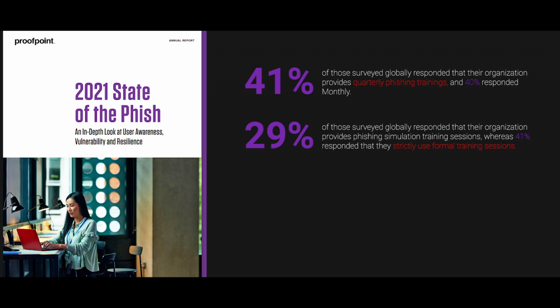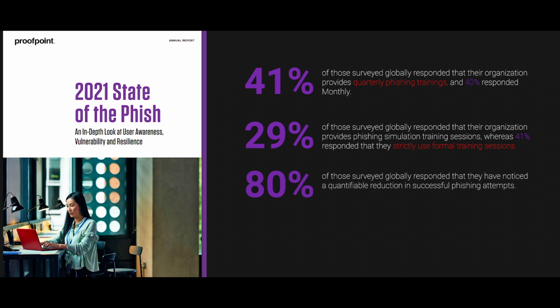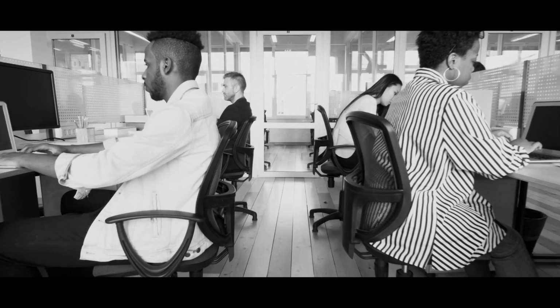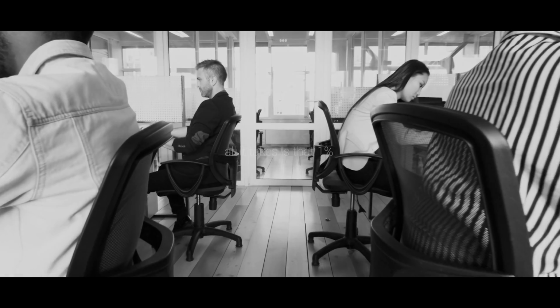Though most respondents seem to agree that there has been a quantifiable reduction in phishing attacks, this is not a great metric to decide if it has been effective enough. The problem with phishing is that it only takes a single employee clicking on a malicious link to put the whole organization at risk. Even if 99% of your organization doesn't click on a malicious link, all it takes is that 1%.